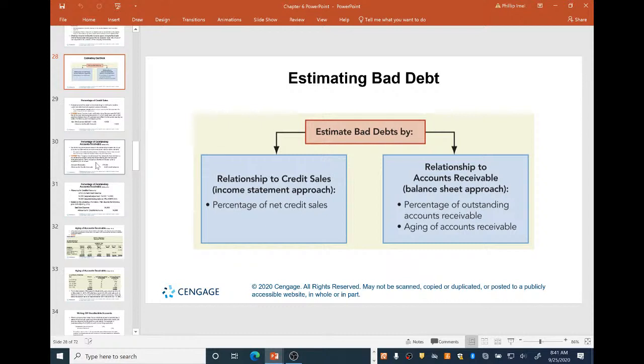So once again, we have the income statement approach, a percentage based upon net credit sales. And then the relationship to accounts receivable, which is obviously the balance sheet approach. So then this is just going to be for the percentage of the overall AR outstanding. And then there also has to be an aging of accounts receivable if we go on the balance sheet approach here. So we have two different types of approaches for AR: income statement based on net credit sales, and the balance sheet based upon the overall gross balance of the AR on the balance sheet. And that requires or triggers the aging of accounts receivable.